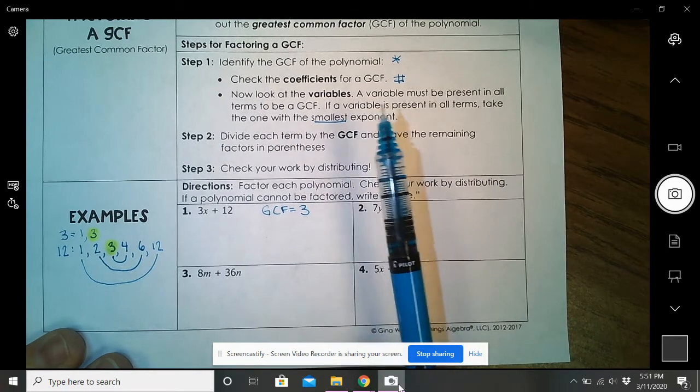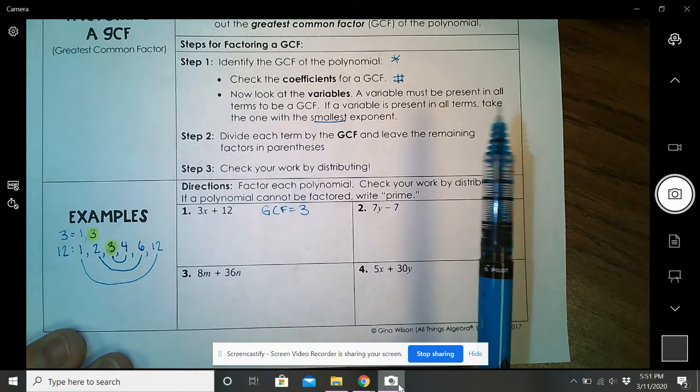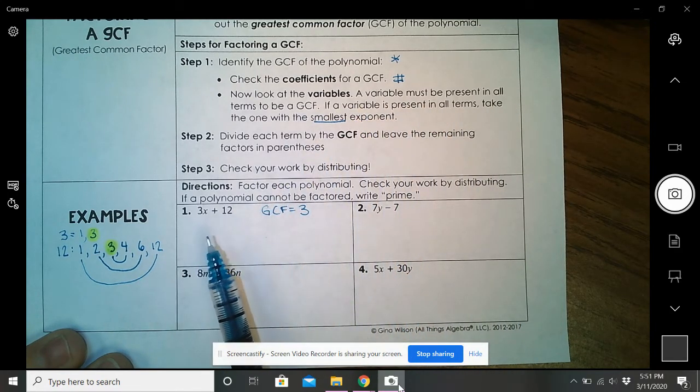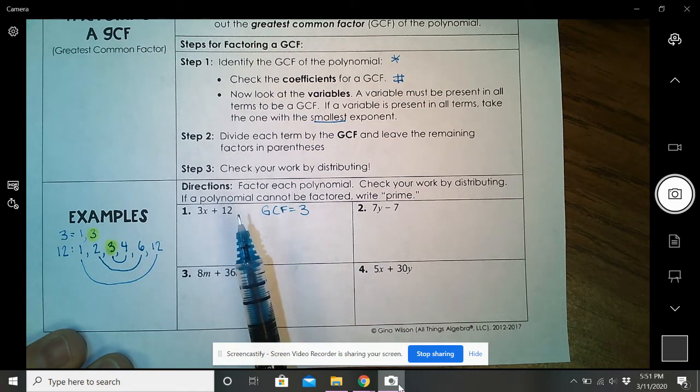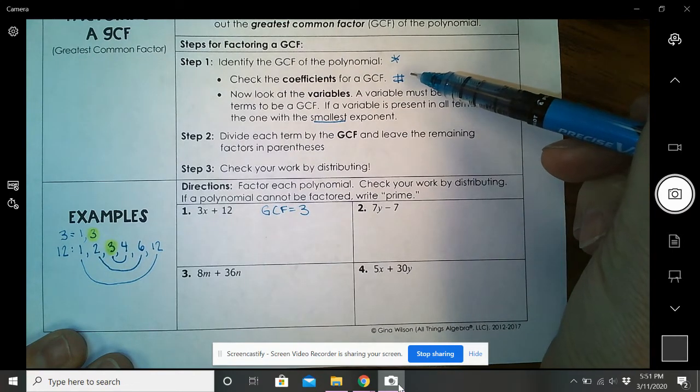The directions also tell me to take a look at the variables. It says a variable must be present in all terms to be a GCF. So that kind of gives me a heads up here. There's an x in the first term, but there is no x in the second term. So if that x is not in both terms, it's not part of the GCF. So my only GCF here is 3. So I've identified the GCF as 3.